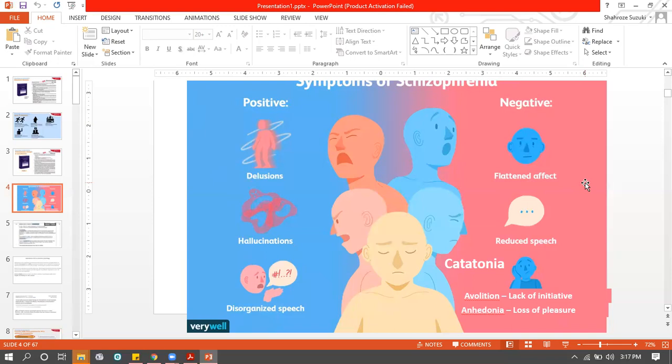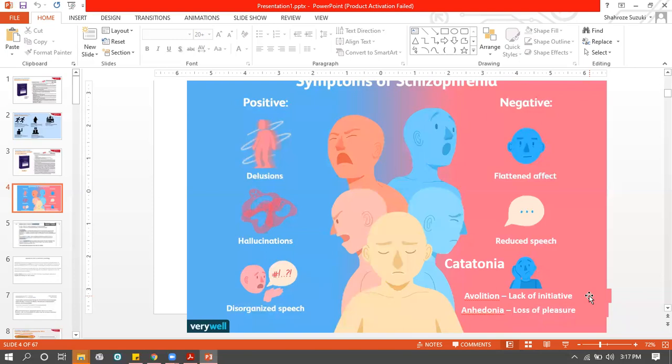Now we talk. See, people should have emotions. People with schizophrenia have lack of emotions. So their face is gonna show no emotions, flattened affect. Sometimes they might have disorganized speech. Sometimes they may not speak at all. So if it comes under that, it's reduced speech. People normally experience pleasure. People with schizophrenia don't experience pleasure. So loss of pleasure is also known as anhedonia. Negative symptoms.